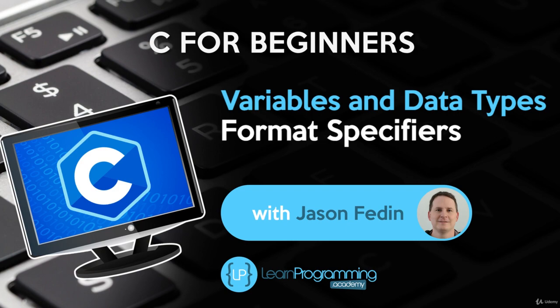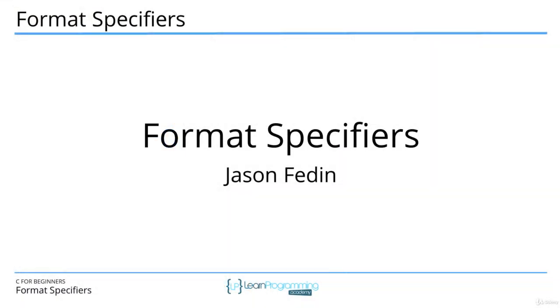Hello and welcome back. In this lecture I want to talk about format specifiers. This is in the section for variables and data types, and the reason is it's very important to be able to display the value of variables as output, and format specifiers basically help you do that. I want to run through some examples of how you can display the value of variables, and we're going to use format specifiers to specify the type of data that we want to display.